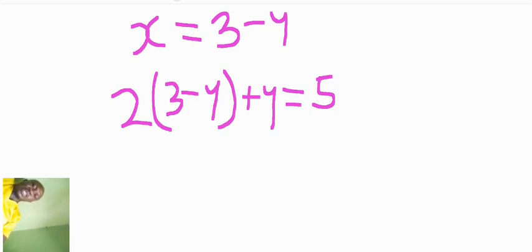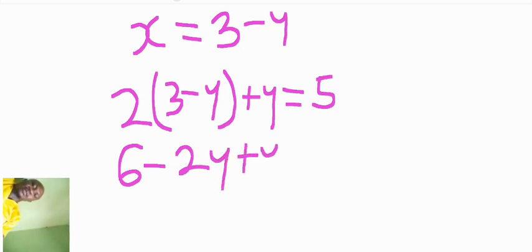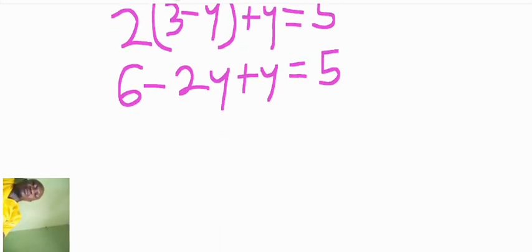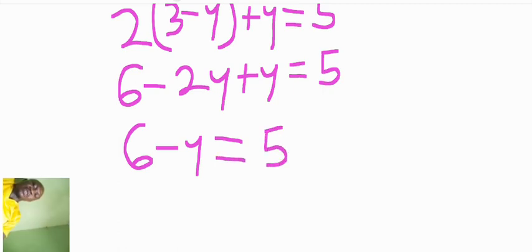To solve this equation, I have to open the bracket first. And if I do that, I'm going to have 6 minus 2y plus y is equal to 5. Solving this, I will have 6. So negative 2y plus y, I will have negative y. And this is equal to 5. So we are looking for the value for what?